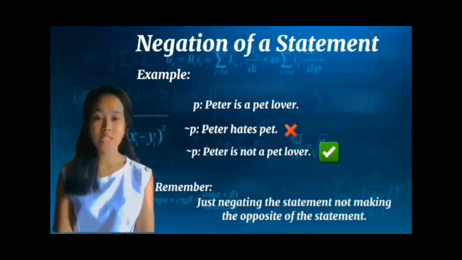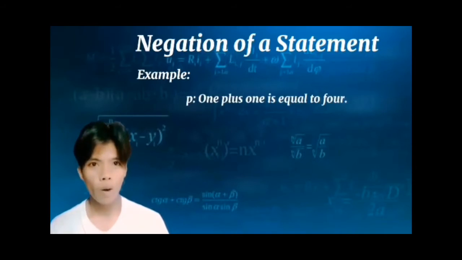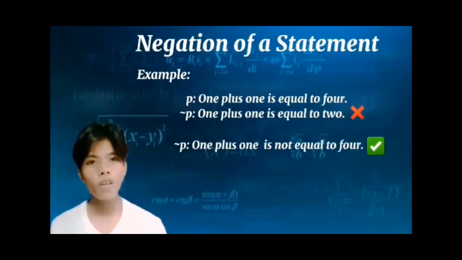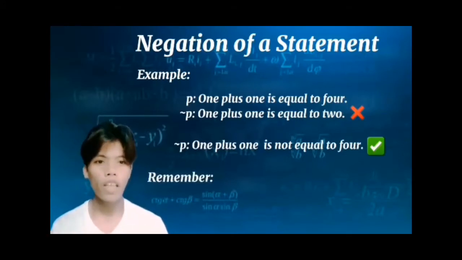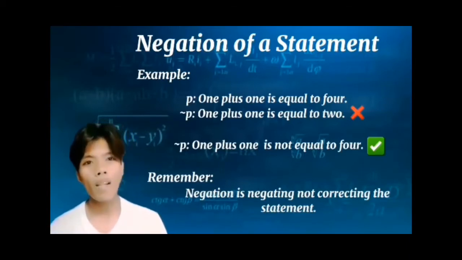Remember, we are just negating the statement and we are not saying the opposite of this statement. Another example, 1 plus 1 is equal to 4. What is the negation of this statement? 1 plus 1 is equal to 2? That is wrong. The correct answer is 1 plus 1 is not equal to 4. Remember, we are just negating the statement and we are not correcting the statement.